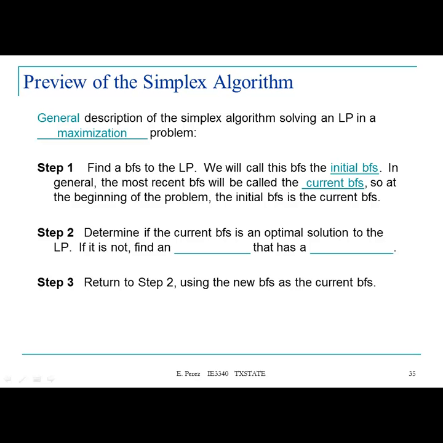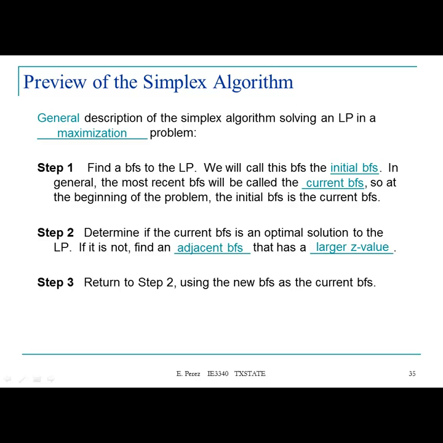Second step is to determine if the current basic feasible solution is the optimal solution. So once you find this solution, is this the optimal? If that is the optimal, then you are done. You found your solution. But if not, then you need to find an adjacent basic feasible solution that has a larger Z value. And the algorithm is going to tell you, by just looking at the tables, if that is the optimal solution or not. Then you're going to return to step 2, using the new basic feasible solution as your current basic feasible solution.